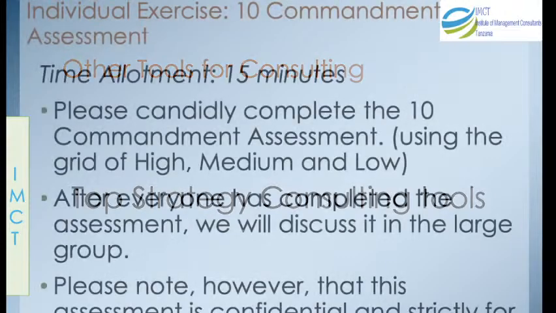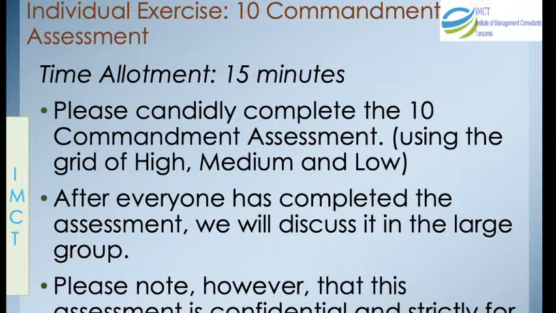Share only what you want. So please, you will find this assessment on the website, and to those who are registered candidates we will send the assessment on the 10 commandments to know where you are, and also we'll discuss further on the website regarding the responses to this for those who have access to the inner material of the website.